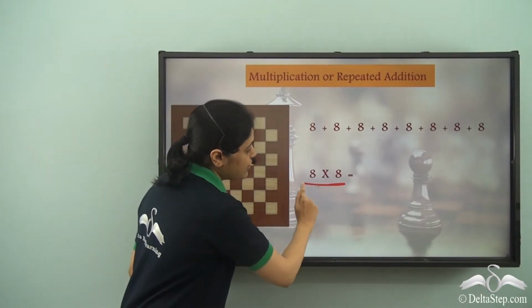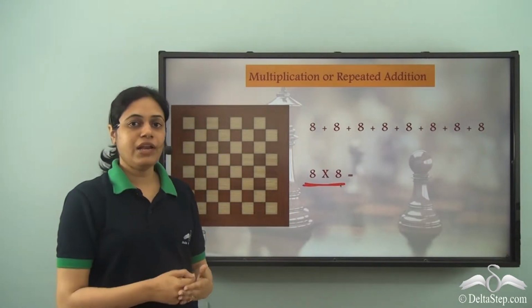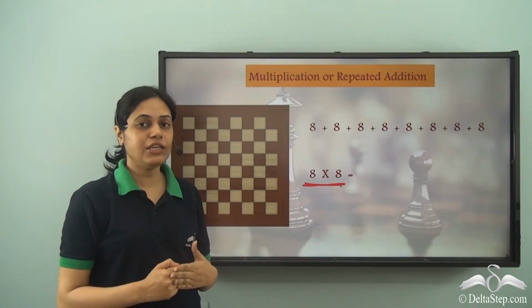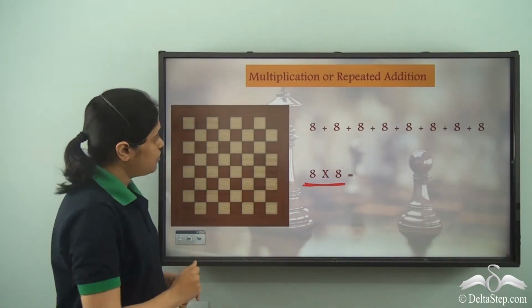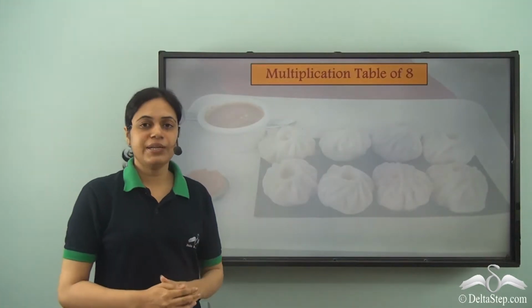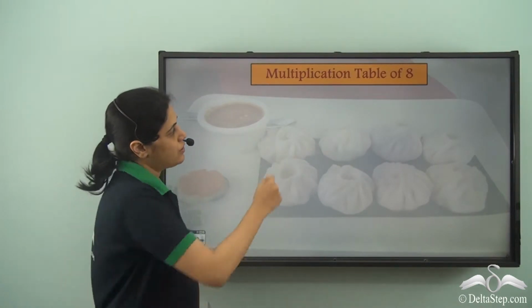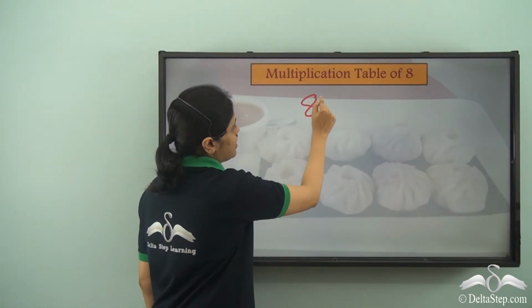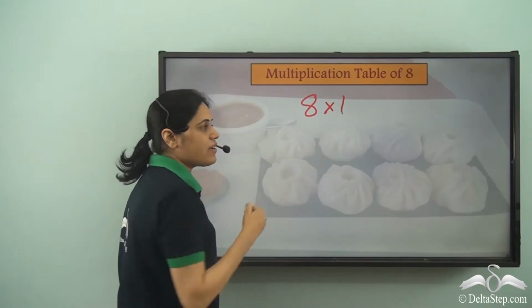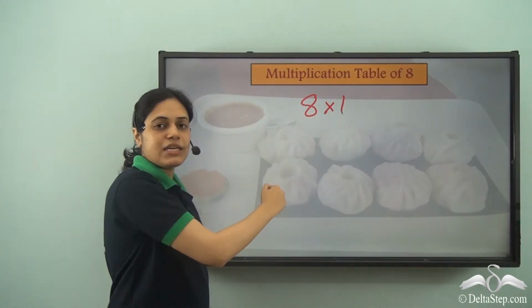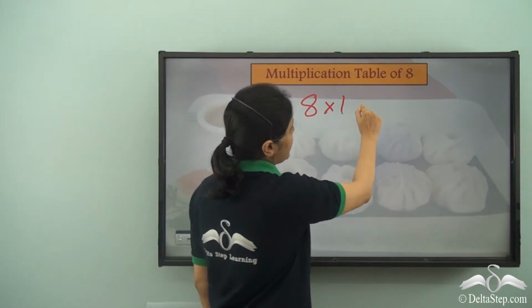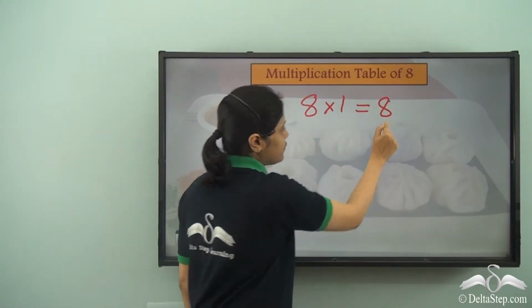But how do we find this? Well, in order to find this, I need to know the multiplication table of 8. So let us make the multiplication table of 8. 8 into 1. This is where we start our multiplication table. 1 times 8. So 8 into 1 is 8.